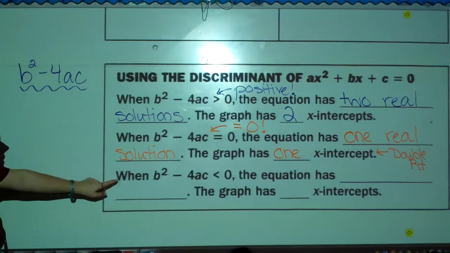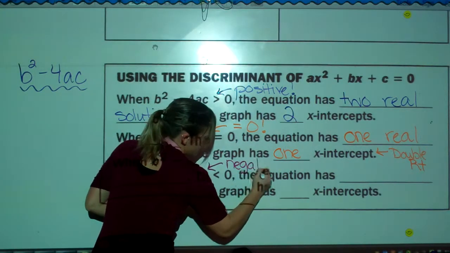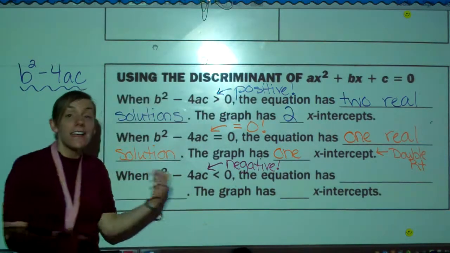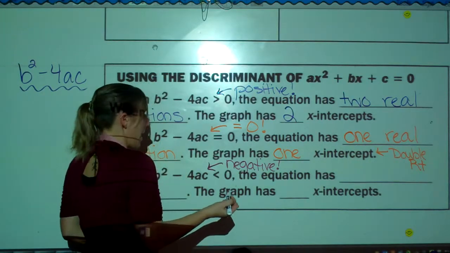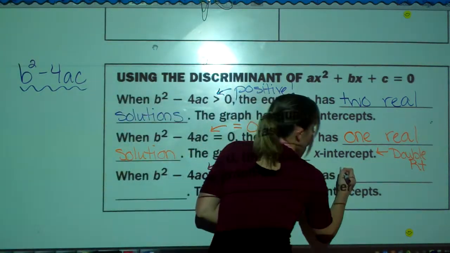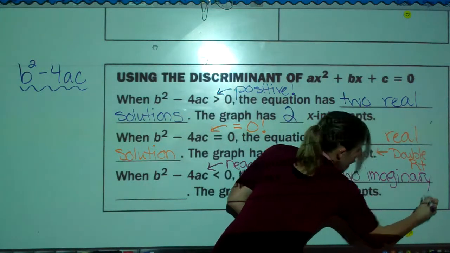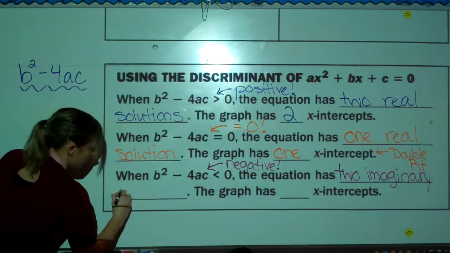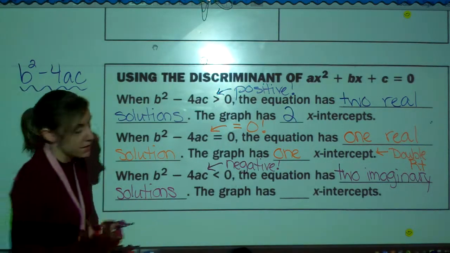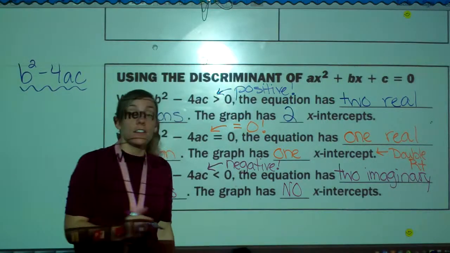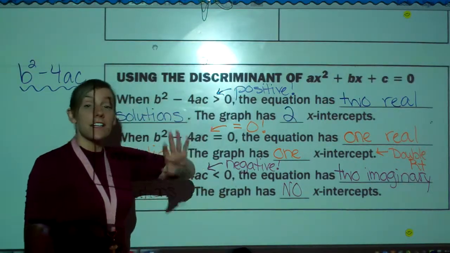Okay, so then it says when b squared minus 4ac is less than 0. That means it is negative. So if you get a negative underneath your radical, remember negative in a radical means imaginary, so that means it has two imaginary solutions. Okay? And the graph has no x-intercepts. The curve is either going to be above the axis or below the axis. It actually isn't going to cross the axis.